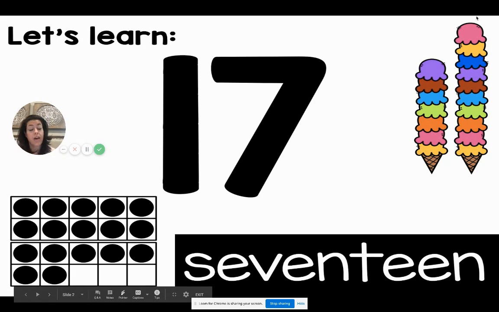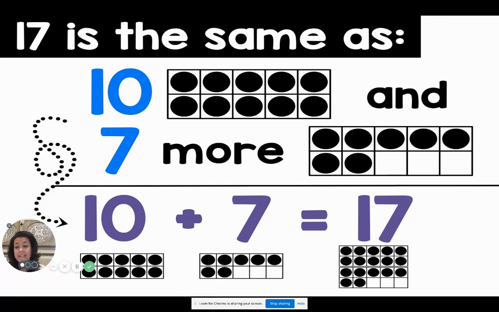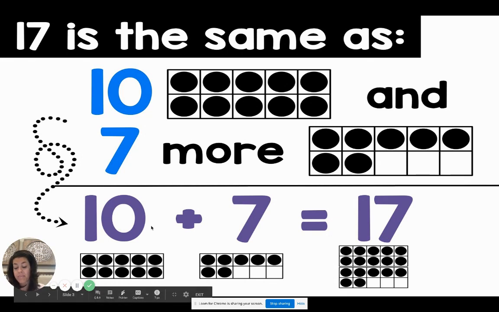Our scoops of ice cream, we get 1 group of 10 and 7 ones. If we look at our 10 frame, you have 1 entire 10 frame filled and you have 7 extra dots. So you have an entire 10, so 1 group of 10 and then 7 dots. That's the number 17. 17 is the same as saying 10 and 7 more. We could also say 10 plus 7 equals 17. We have a 10 frame filled, plus 7, which gets us to 17.